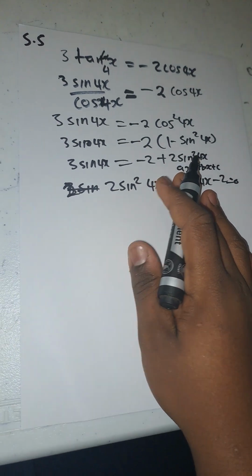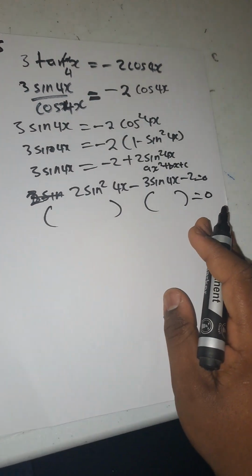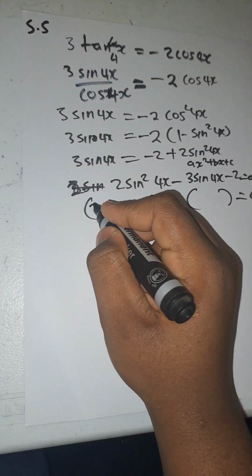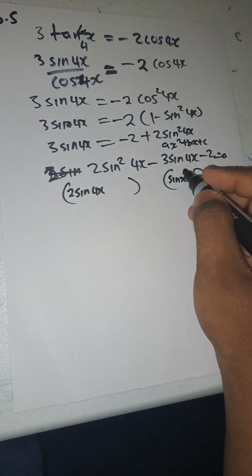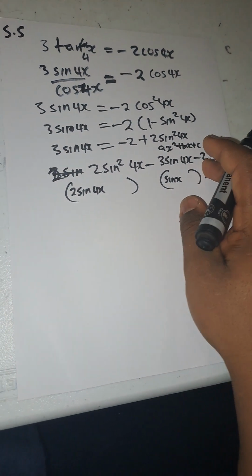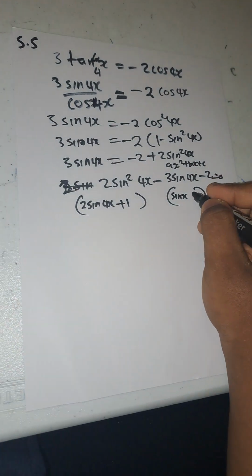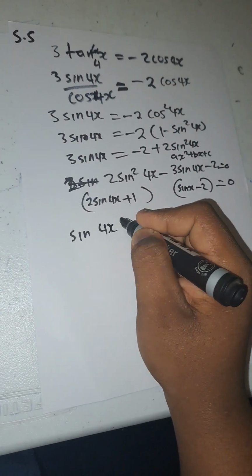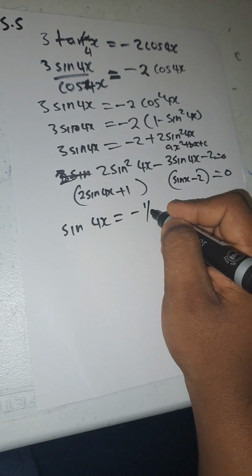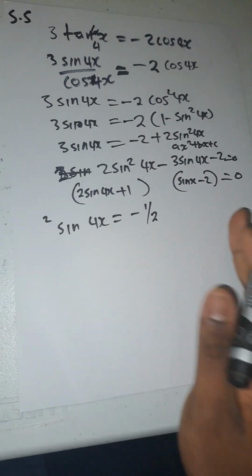Now, I'm going to factorize. You can use the quadratic formula and let sine x equal to 0, but I'm going to take a short way. So I have 2 there, and I have negative 3. So my answer is plus 1 and minus 2. Now my sine 4x is equal to minus 1 over 2, because when I divide both sides by 2, it's going to be minus 1 over 2.